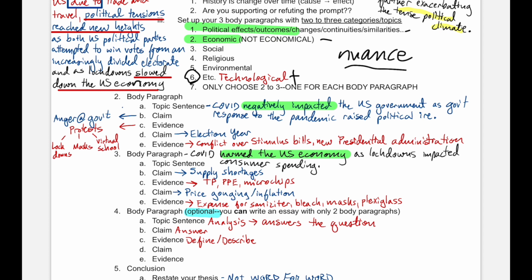So I need to provide my claim, anger at the government, and then I need to provide my evidence. So my evidence of anger at the government includes protests. What were those protests over? Well, there were protests over the lockdowns of businesses and churches. There were protests over masks and whether a mask mandate meant you had to wear the mask or if you still had the ability to not wear the mask, right?